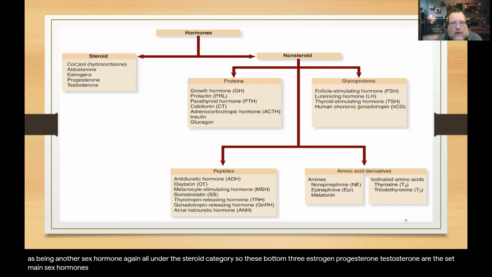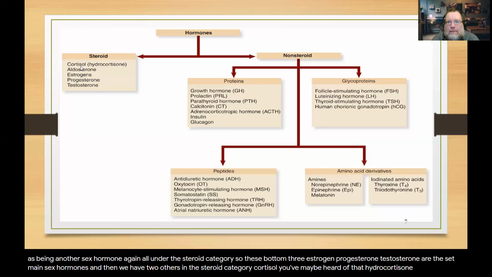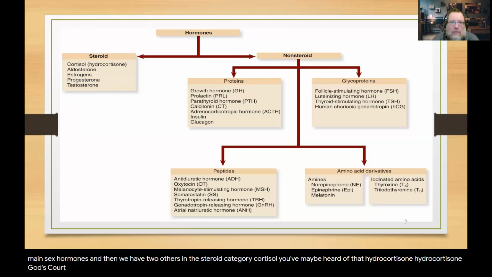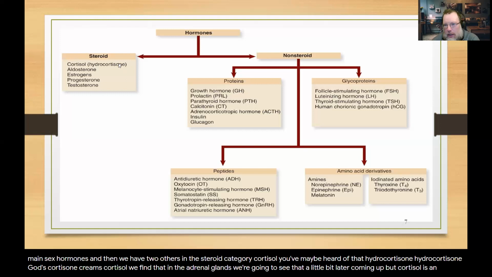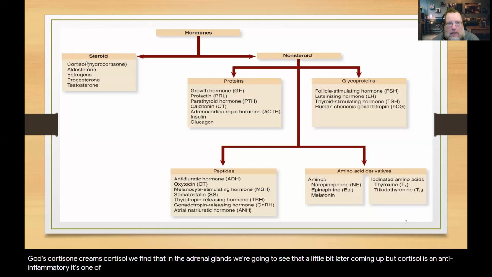And then we have two others in the steroid category. Cortisol, you've maybe heard of that, hydrocortisone, cortisone shots, cortisone creams. Cortisol we find in the adrenal glands. We're going to see that a little bit later coming up. But cortisol is an anti-inflammatory. It's one of your body's natural anti-inflammatory chemicals, cortisol.